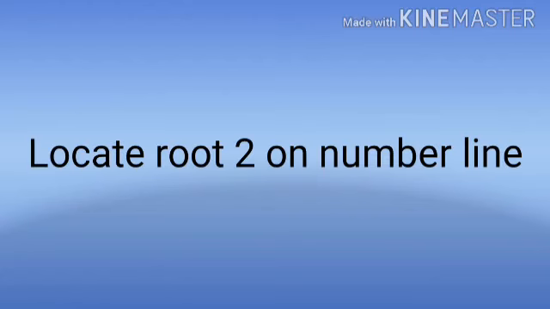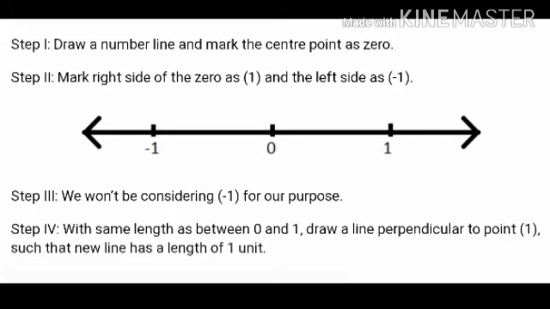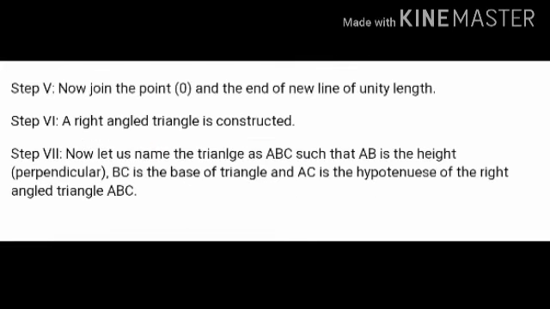Let us discuss how to locate root 2 on a number line. Solution. Step 1. Draw a number line and mark the center point as 0. Step 2. Mark the right side of 0 as 1 and the left side as -1. Step 3. We won't be considering -1 for our purpose. Step 4. With the same length as between 0 and 1, draw a line perpendicular to point 1 such that the new line has a length of 1 unit. Step 5. Now join the point 0 and the end of the new line of unit length.